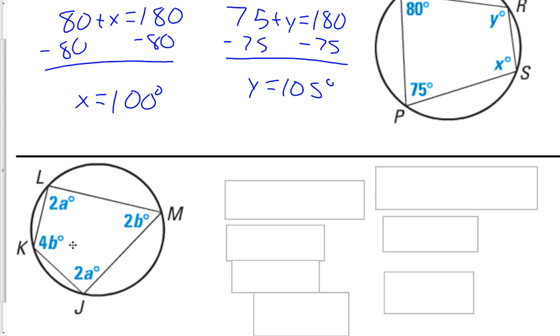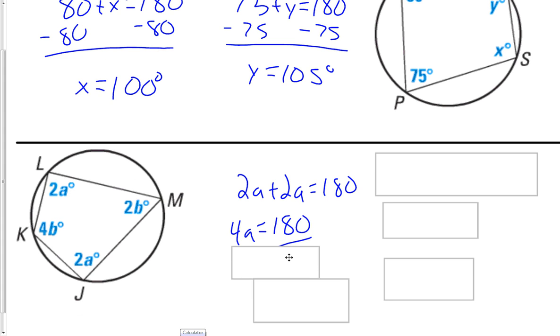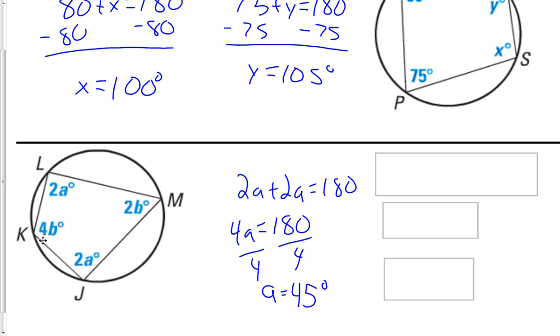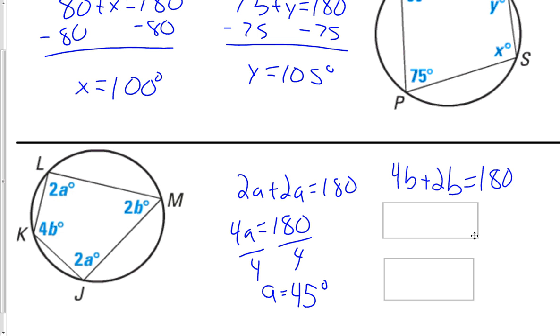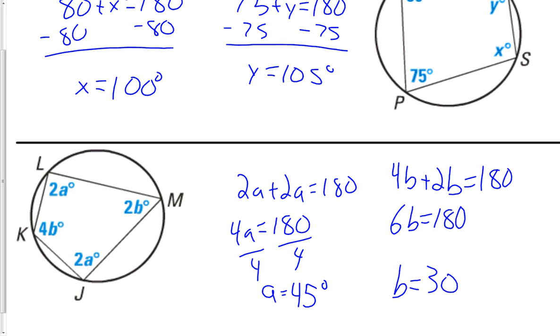Down here, same idea. They might not look like opposite side, but 2a and 2a, angle L and J are opposite, so 2a plus 2a is 180. 4a is 180. Divide by 4, and we get half of 180 is 90, half of 90 is 45 degrees. This side we got 4b plus 2b is 180, 6b total, right? 4 plus 2 is 6, and b is 30.